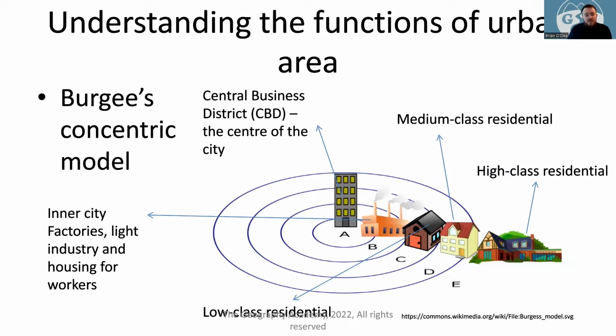First one is to open up a Burgess model there, and we can see that we start in A in the central area. This is the CBD or Central Business District. B will be known as the inner city. So here we might see things like factories, light industry, and housing for the workers around it, like more affordable housing. Around that, we might find more low class residential, more for employees, and then finally larger homes as you move away from the industrial center.